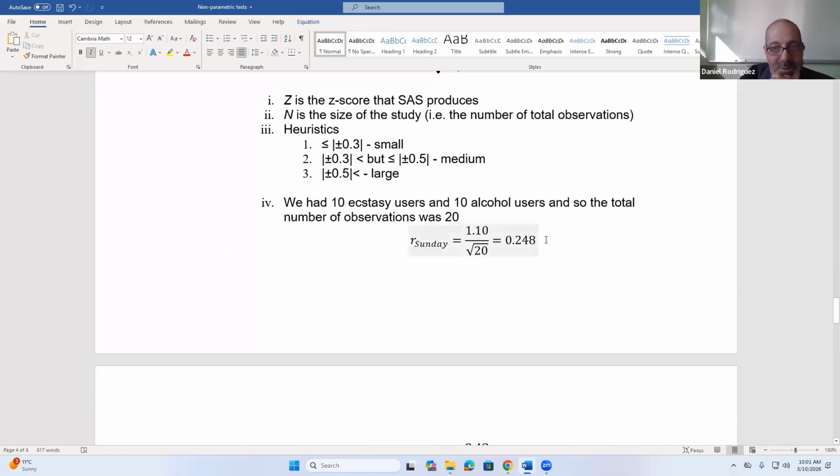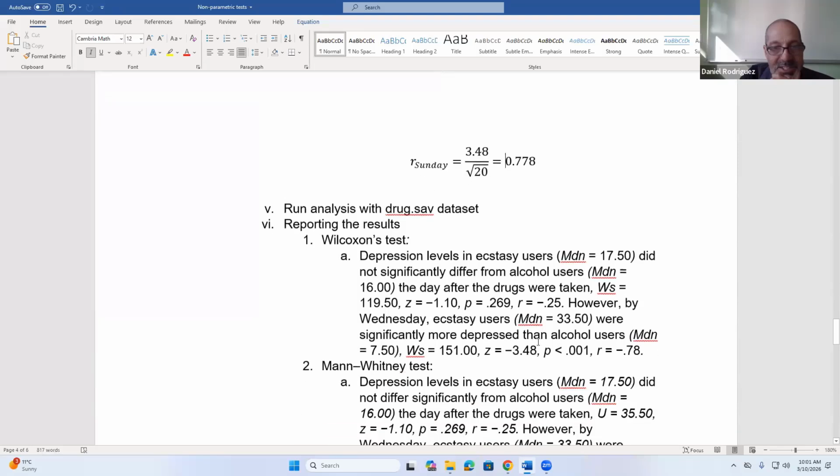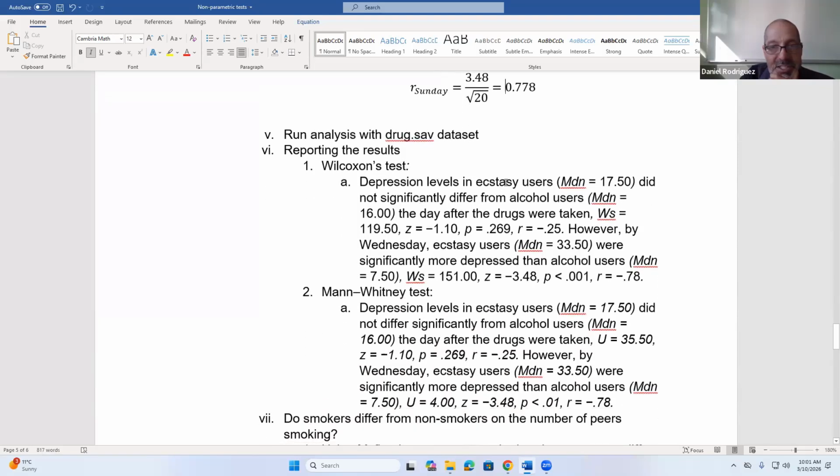So let's go ahead and look at these results. I wrote this up. Depression levels in S to C users: the median is 17.5, not significantly different from alcohol users. I just give you the medians. You report medians anyway if something is not normally distributed; otherwise, I'd report the mean.